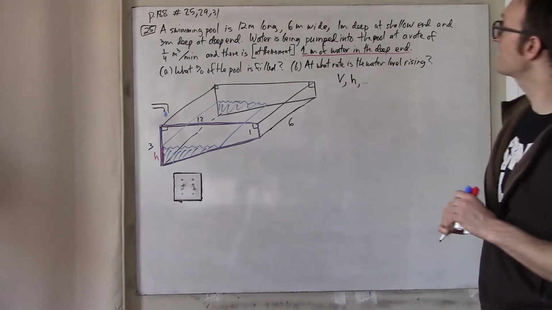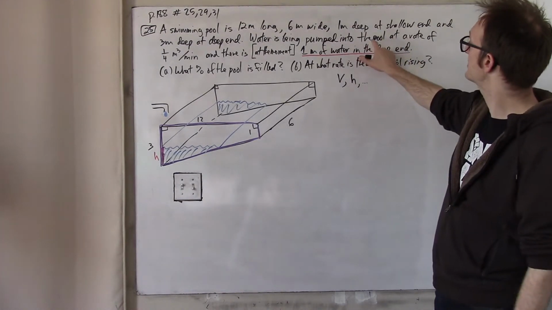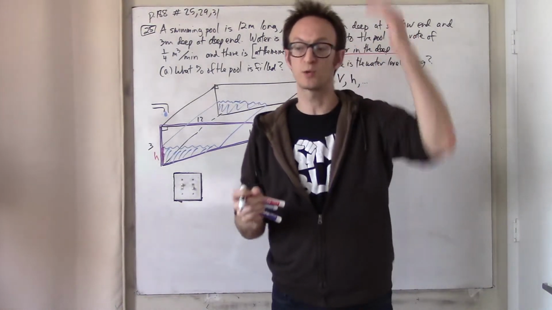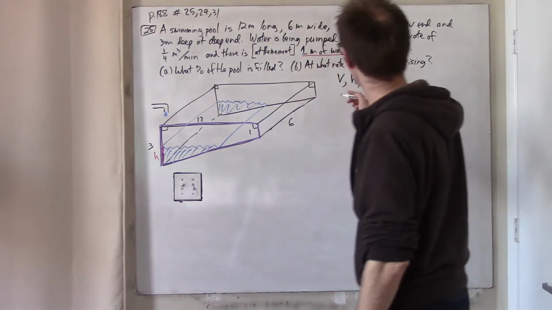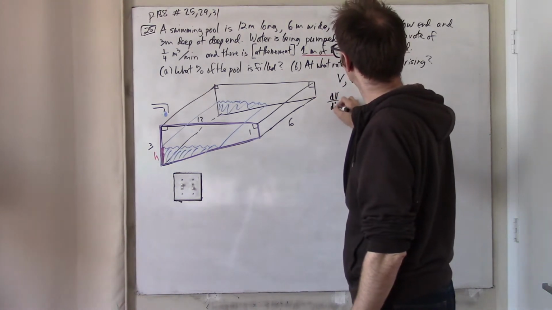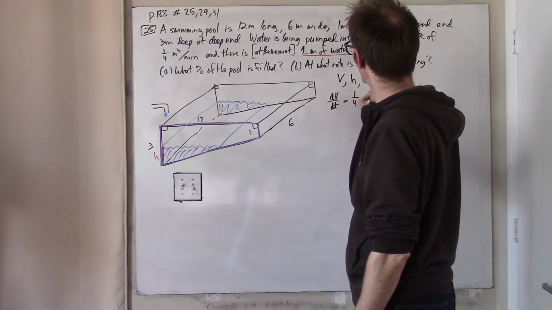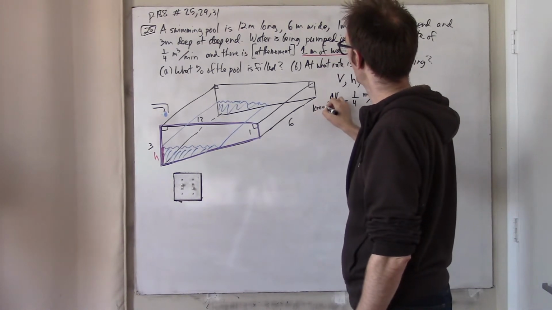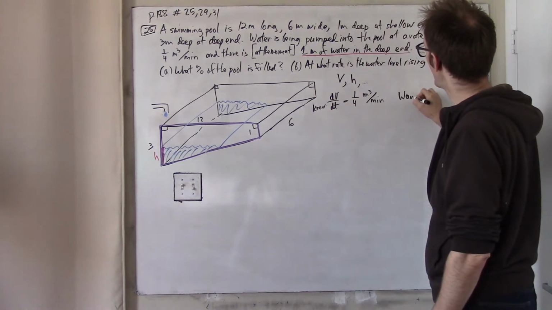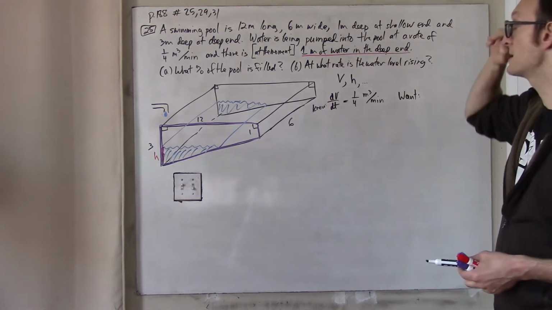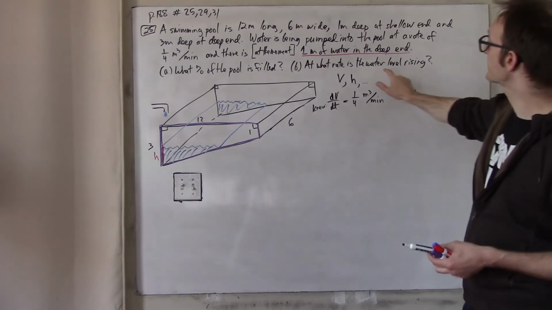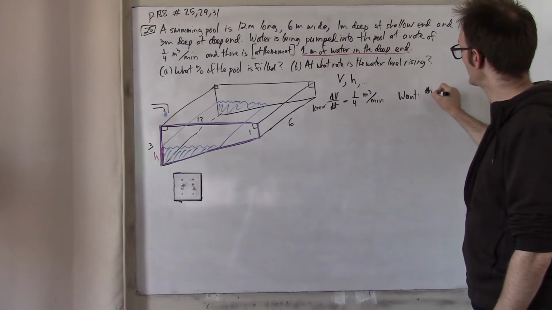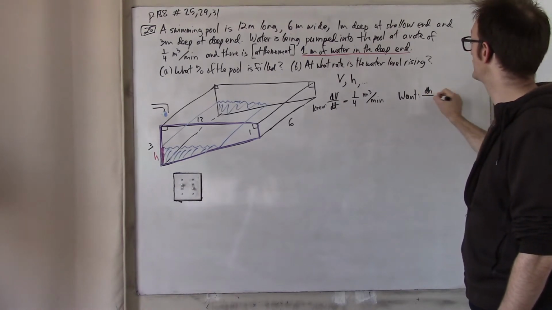Okay, so what are we actually being told? We're being told that water is being pumped into the pool at a rate of 1/4 of a cubic meter per minute. So I know the rate at which the volume is changing. dV/dt is 1/4 of a cubic meter per minute. This is what I know. And what I want to solve in this problem ultimately is at what rate is the water level rising. So I want to know what is dh/dt.